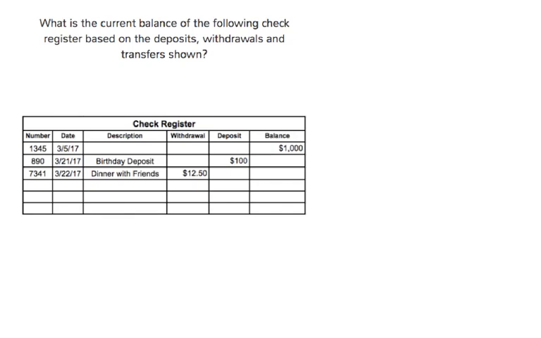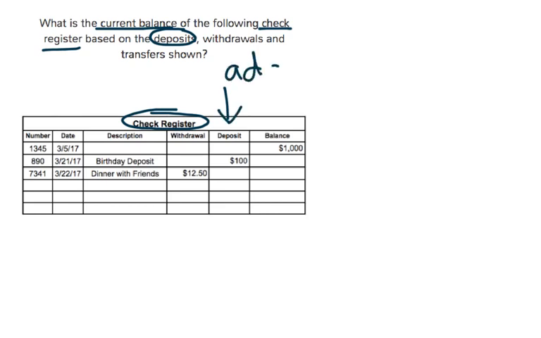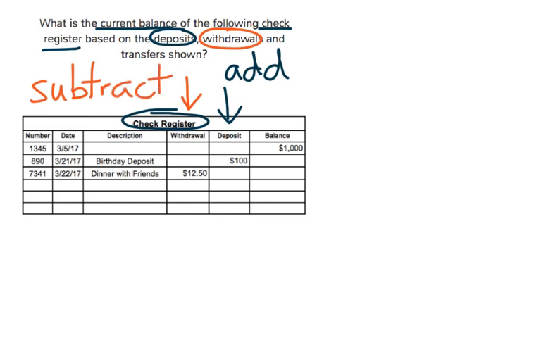In this set of questions, you are going to be calculating the current balance, or basically the amount of money, in a check register. So a check register is usually used to track deposits and withdrawals. Deposits, recorded in this column, are when you add money to a bank account, and then withdrawals, in this column, are when you subtract or take money out of a bank account.